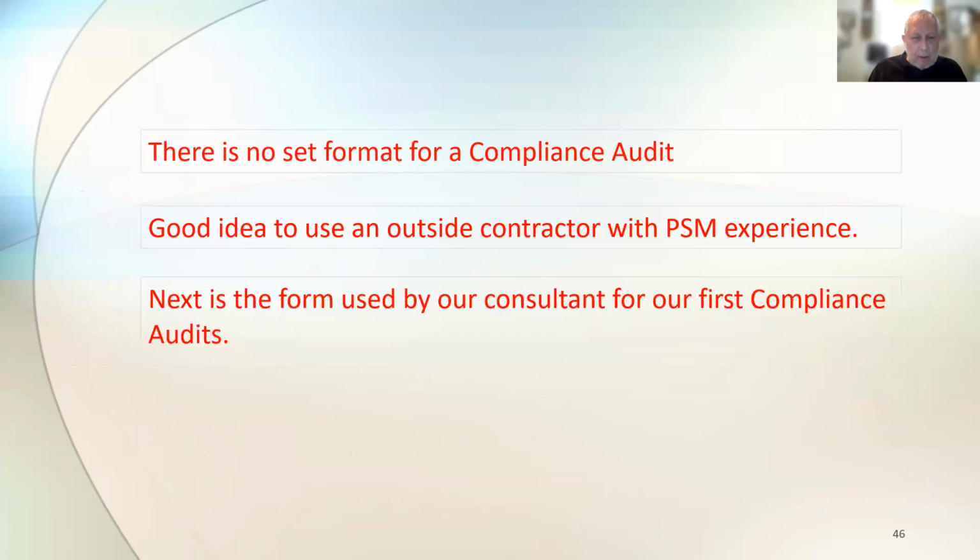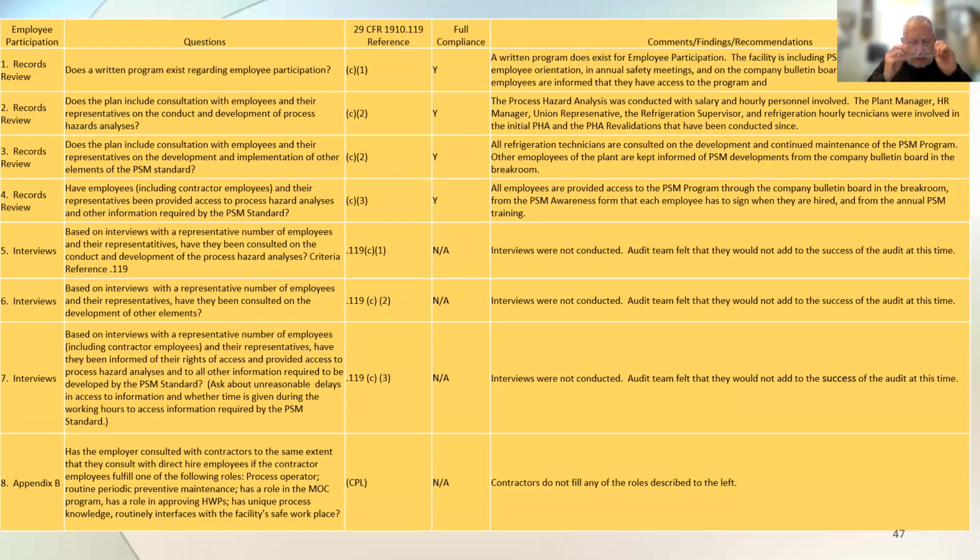So the next thing we're going to look at is the form used by our consultant for our first compliance audits. And this is pretty small, so I got my glasses on here. So the first part is records of employee participation, records review. Does a written program exist regarding employee participation? Here's the reference for 29 CFR 1910.119, and full compliance was yes, and then there's an explanation of it. And they didn't do interviews. They did records review. All right. He didn't have to do interviews.